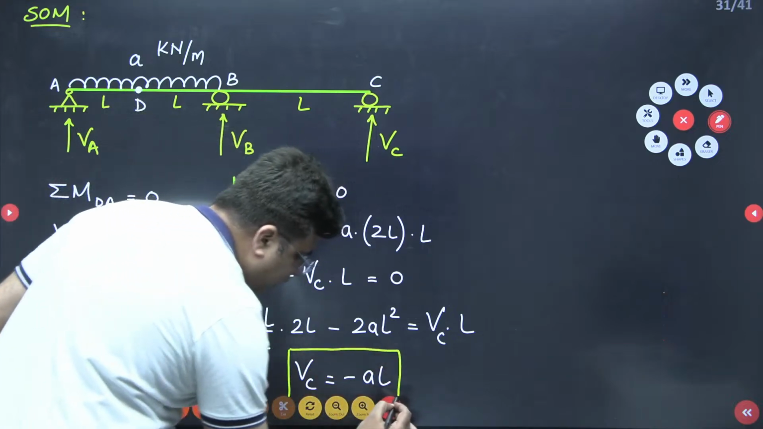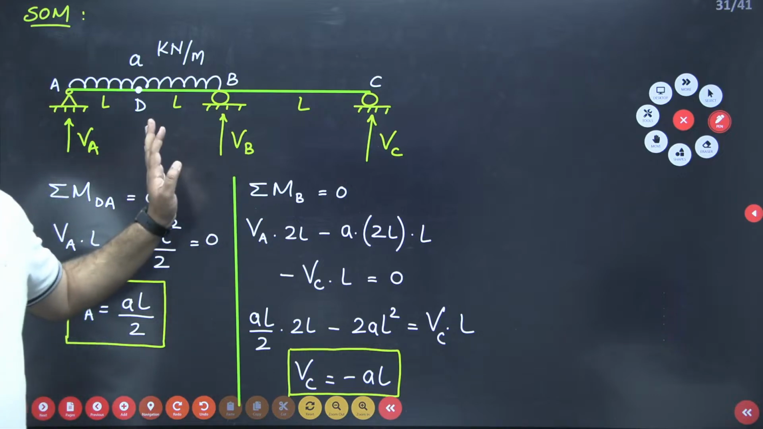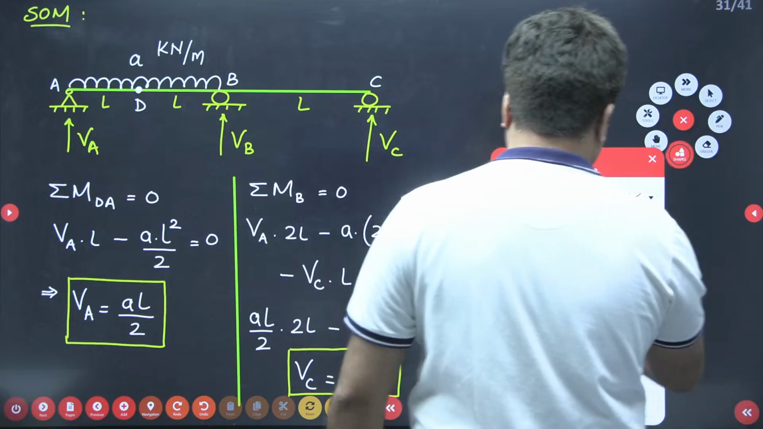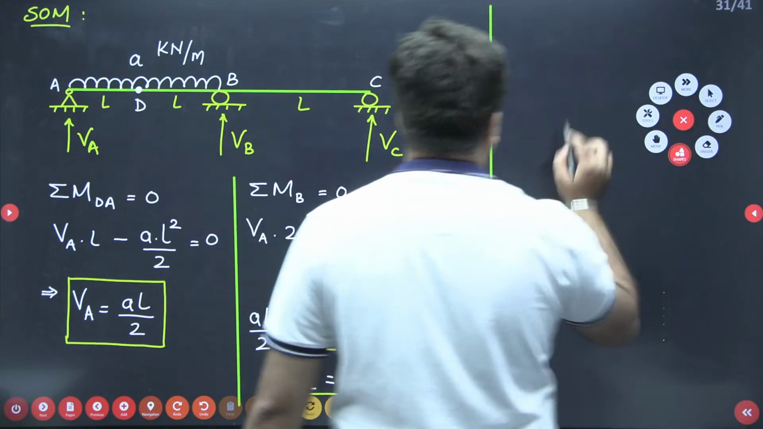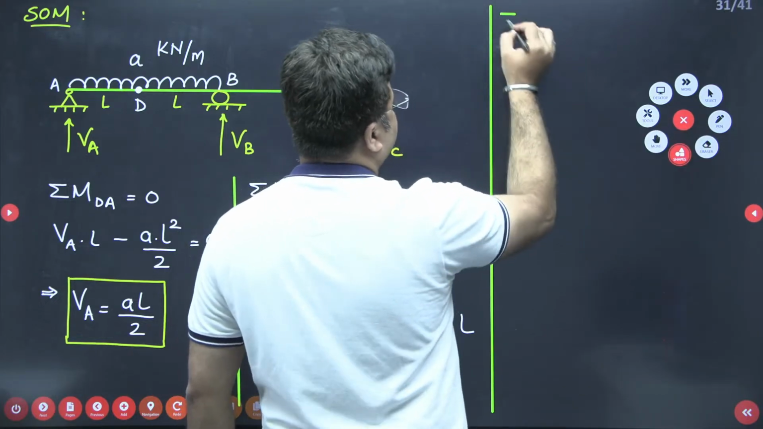Now you got the value of VA, you got the value of VC. For calculating VB, what you can do, you take summation of all the vertical forces equal to 0.